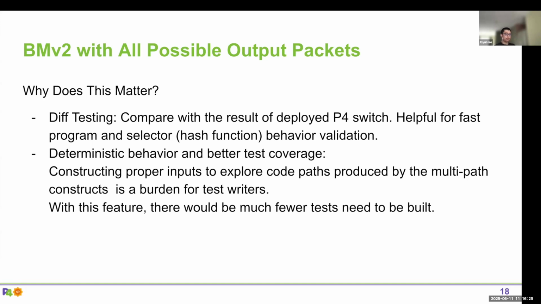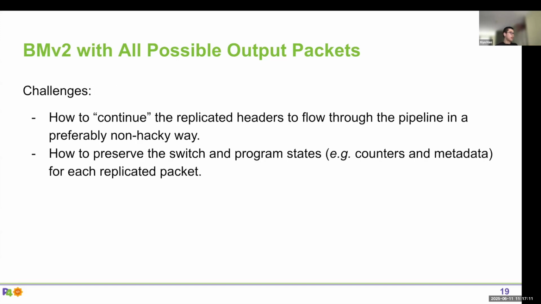Constructing proper inputs to explore all possible code paths could be burdensome for developers. Like in my previous example, where we have a round-robin equal cost multi-path routing strategy, but most of the time it's actually a hashing selection strategy. So it is awkward to construct an input that maps to a hash result that can help you go through a specific code path in the multi-path constructs. So with this feature, we would hope that fewer tests would need to be built. But there are challenges.